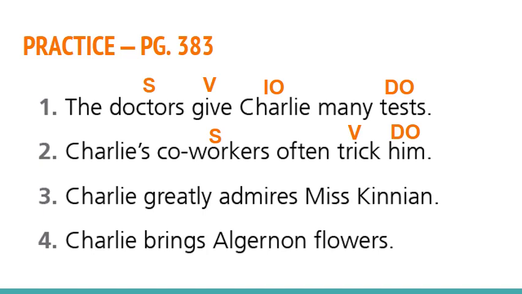Charlie greatly admires Miss Kinnian. Charlie is my subject. Admires is my verb. Whom does Charlie admire? Charlie admires Miss Kinnian. That is my direct object. Charlie brings Algernon flowers. Charlie is my subject. Brings is my verb. What does he bring? He brings flowers. To whom does he bring the flowers? He brings the flowers to Algernon. Algernon is my indirect object.